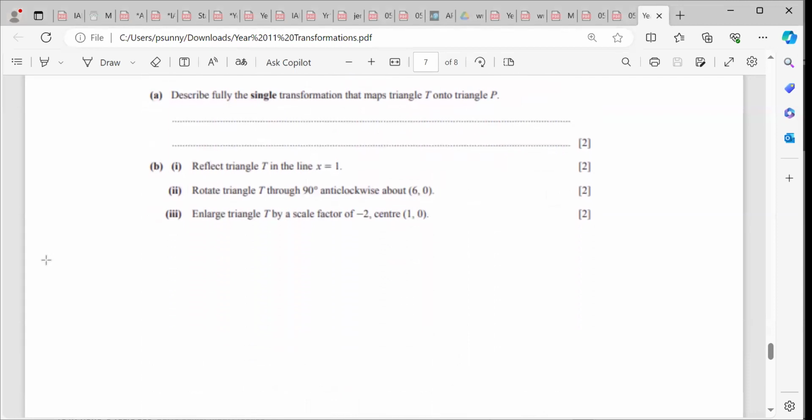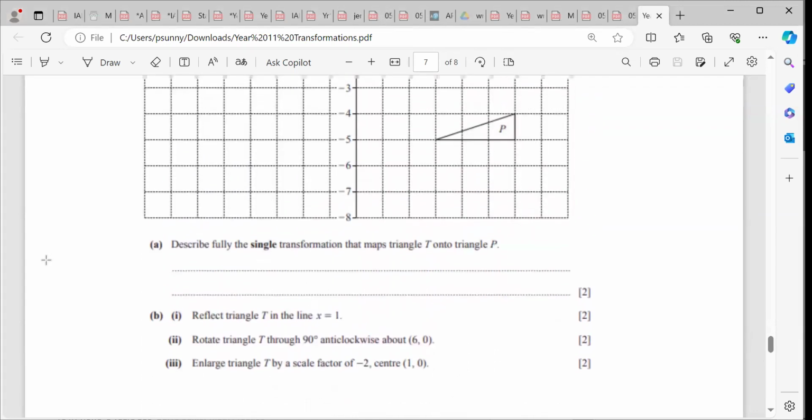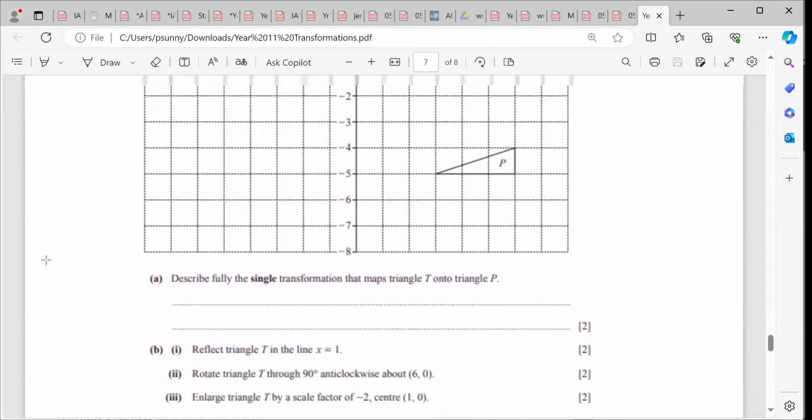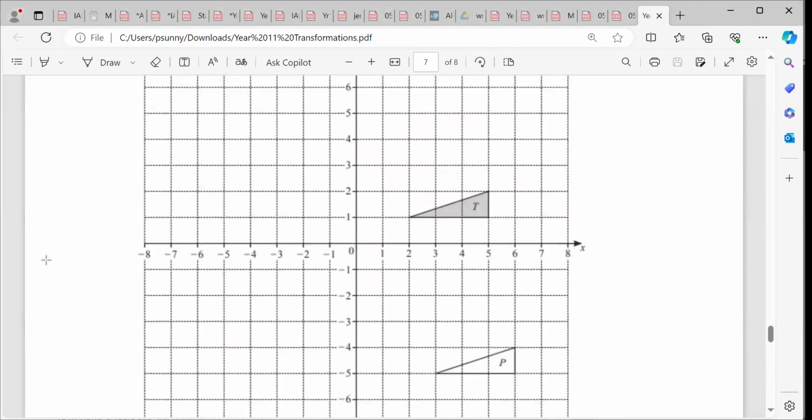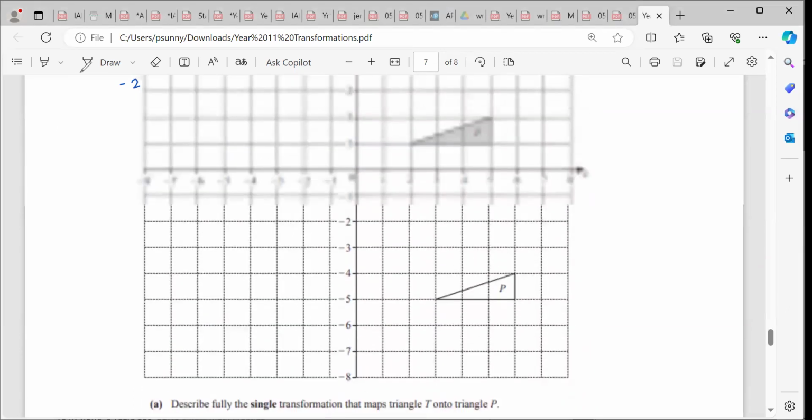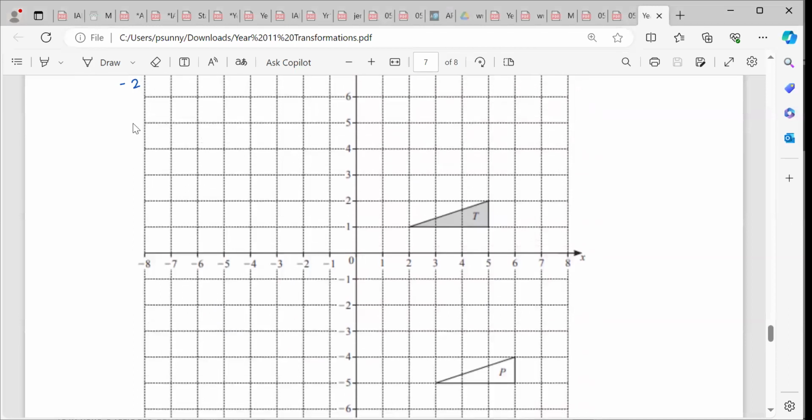Now enlarge triangle T by a scale factor of -2, center 1, 0. The scale factor is -2, and the center of enlargement is 1, 0. Now 1, 0 means this is 1, 0. I'll first label them A, B, C. From the center of enlargement to reach A, I need to move 1 towards the right and 1 up. So A is 1 towards right and 1 up.